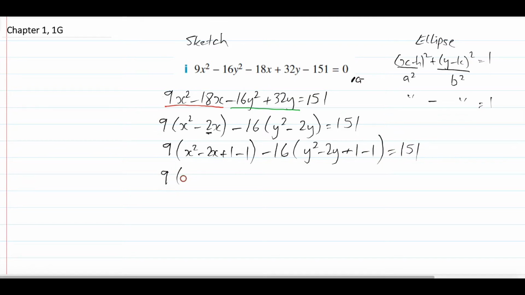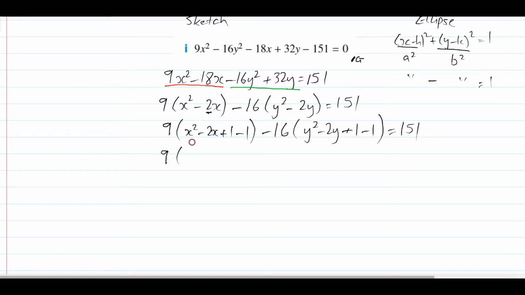Okay, and then keep going till you're done working out. So this is x squared minus 2x plus 1. That is your perfect square. So put in a bracket (x minus 1) squared. And then there's that negative 1 out there. Make sure they're all in this big bracket. That 9 later on is going to expand into this. Okay, same thing over here. Put a bracket inside a bracket. (y minus 1) squared minus 1, close bracket, equals 151.